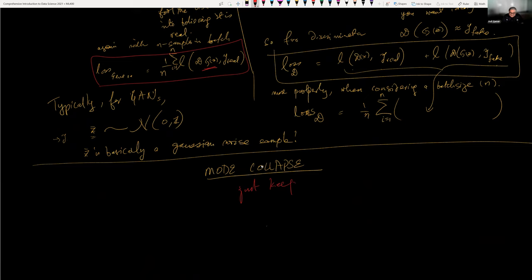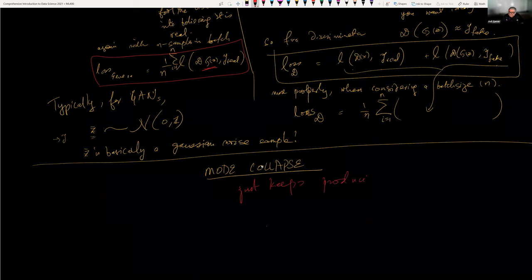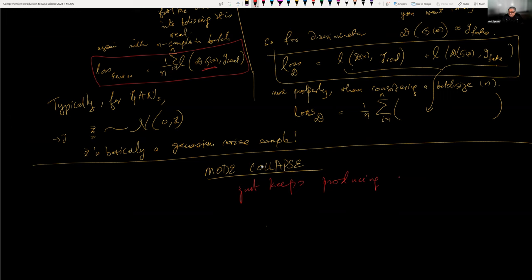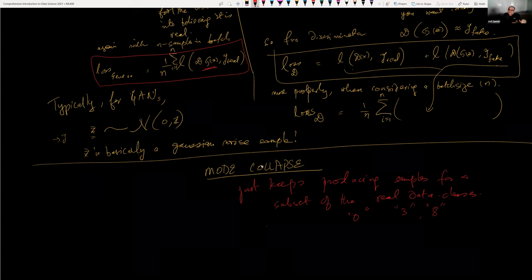It just keeps producing samples for a subset of the real data, right? So in other words, real data classes. Suppose digits are there, 0, but 3 will start predominating, and I don't know what else is there. 8 will also start predominating. So these things will start predominating, and some other things won't get done at all, right? Or will be done very poorly. So that is mode collapse.